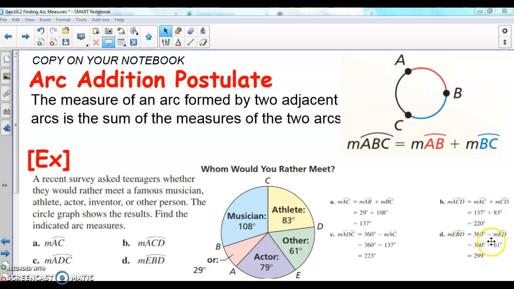For the last one, measure of arc EBD, it's a combination of all these slices from E going in a clockwise direction, that's your point B, and then all the way to point D. So in other words, only this portion labeled others, or 61 degrees, is not included. So since we already know that the sum of all angles in a circle is 360, we can subtract this amount from 360 and we will get 299. Another alternative solution is you add every single slice except 61. So 79 plus 29 plus 108 plus 83 will also be equal to 299 degrees.